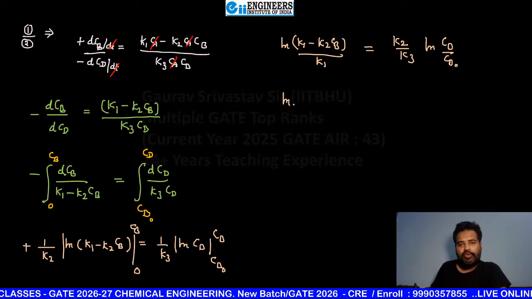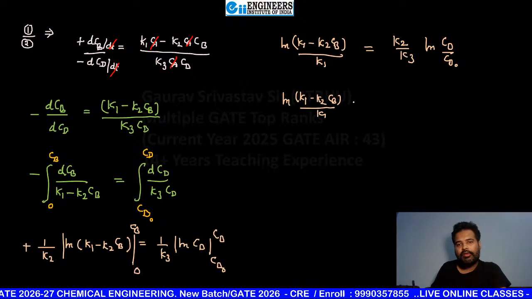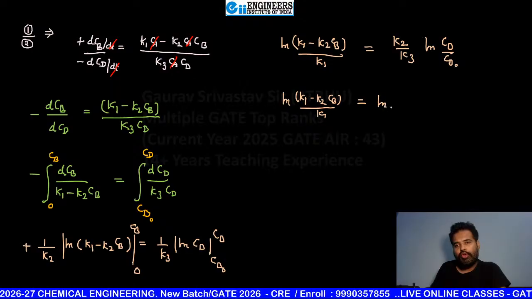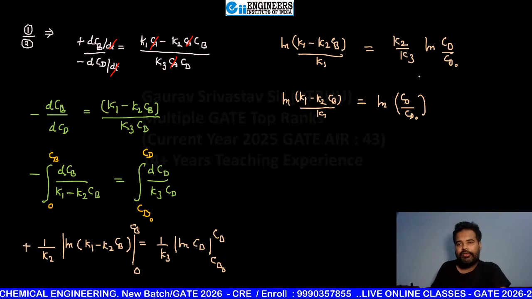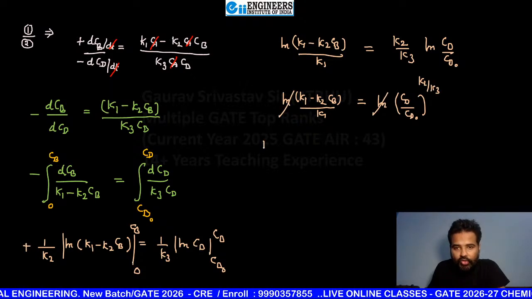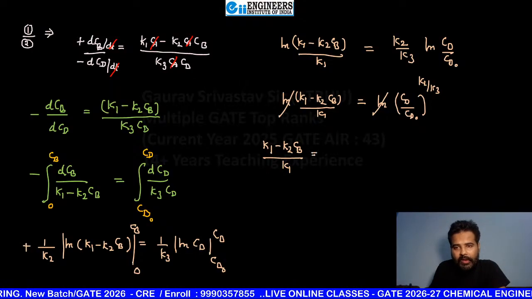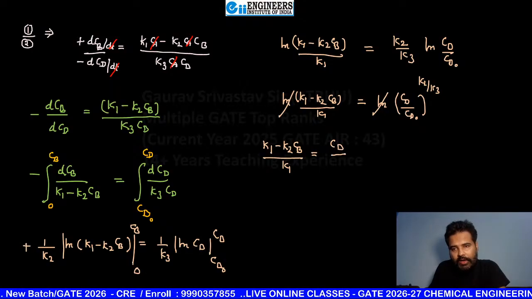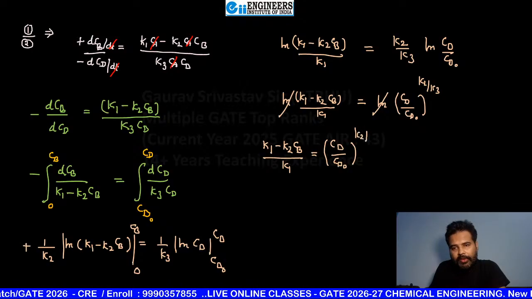Now further solving, my dear students, I can write ln of K1 minus K2 CB, whole upon K1, and that becomes equal to ln of CD upon CD naught, raised to power K2 by K3. Ln cancelled. So finally you can write K1 minus K2 CB, whole upon K1, and that becomes equal to CD upon CD naught raised to power K2 by K3.